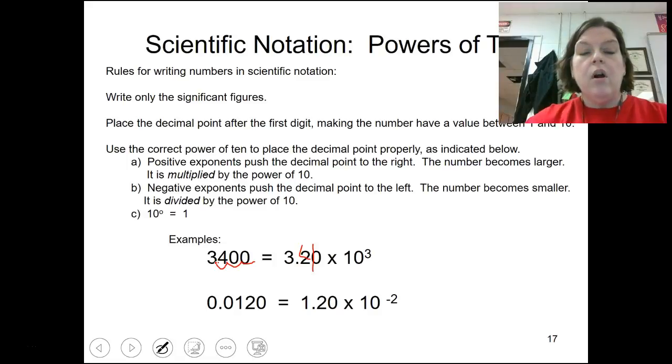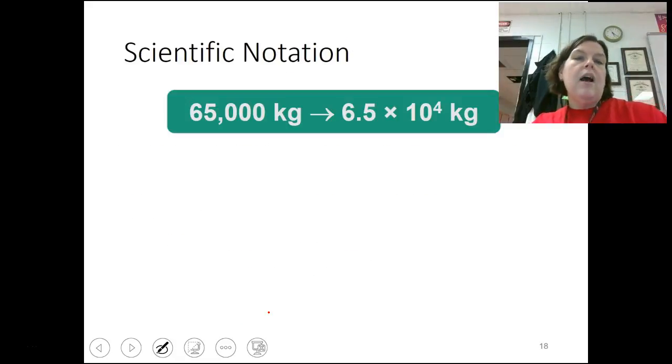Here we have a number, 0.0120. So what do we do there? Well, we want a number that is greater than or equal to 1 and less than 10. So where are we going to put our decimal point? We're going to put it right there between the 1 and the 2. That means we need to move our decimal point 2 places to the right. Well, that's the negative direction. So it's 1.20. Why is the 0 included? Because this 0 is significant. It's a trailing 0 with a decimal point. So 1.20 times 10 to the negative second. So if we have 65,000 kilograms, what do we have?